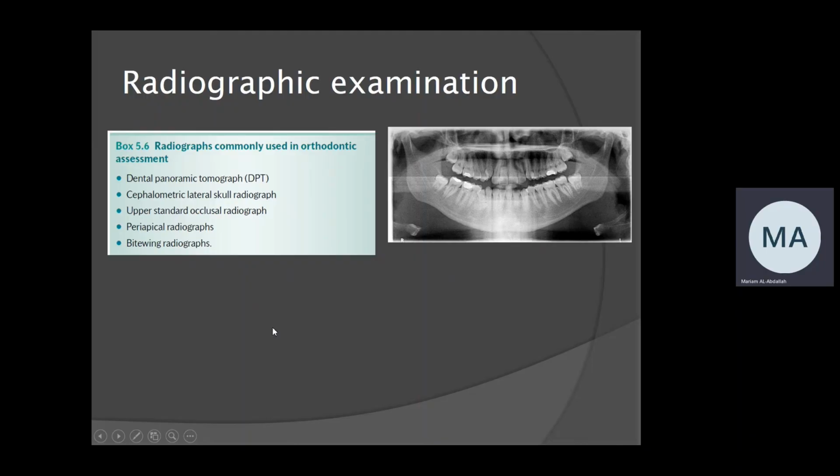So the common radiographs that we use for orthodontic assessment are the DPT, dental panoramic tomograph, the cephalometric lateral skull radiograph, the upper standard occlusal radiograph, periapical radiographs, and rarely bitewings. Okay.